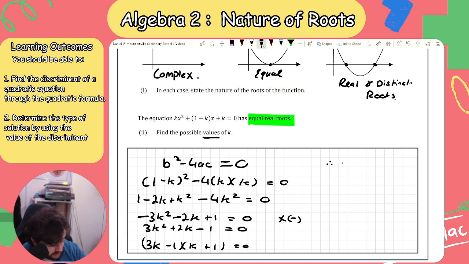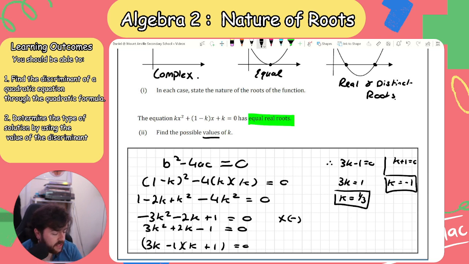Let each bracket equal 0. So I'm going to have 3k minus 1 equals 0, k plus 1 equals 0. I'm going to have 3k is equal to 1. k is equal to 1/3. And then k is going to equal minus 1. And there are my 2 possible values for k there.